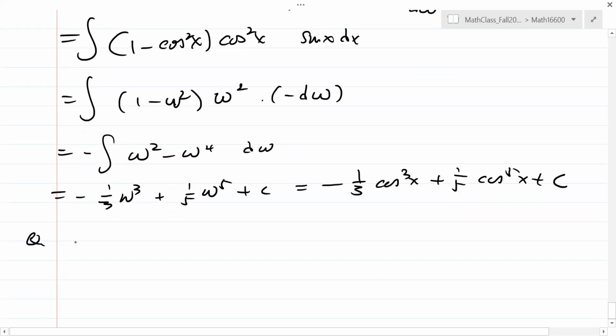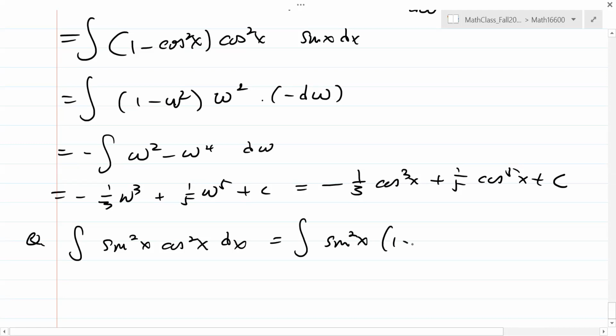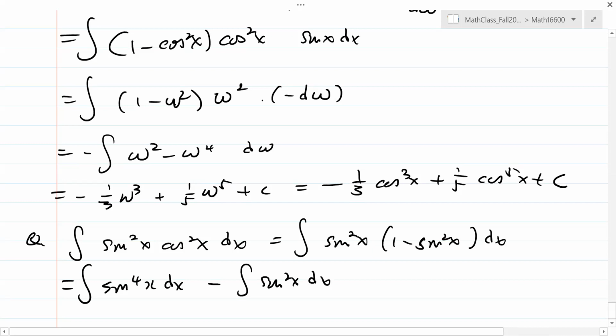Then you will say, okay, then how about this? I don't have a sine cubed here, I only have sine squared. I cannot separate it, right? There are still multiple ways to solve the problem. I can try changing to 1 minus sine squared x dx. Then you end up with a sine to the fourth power dx, and then you have a sine squared x. And those are the two problems I already did, right?